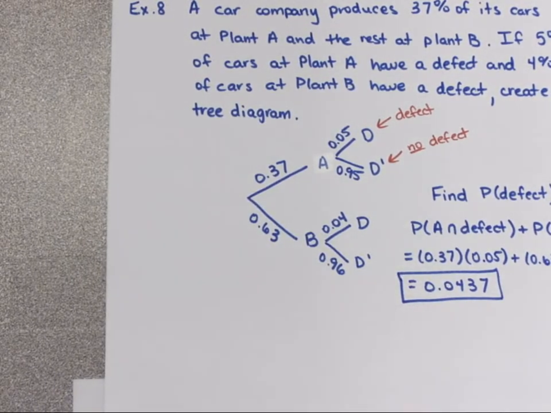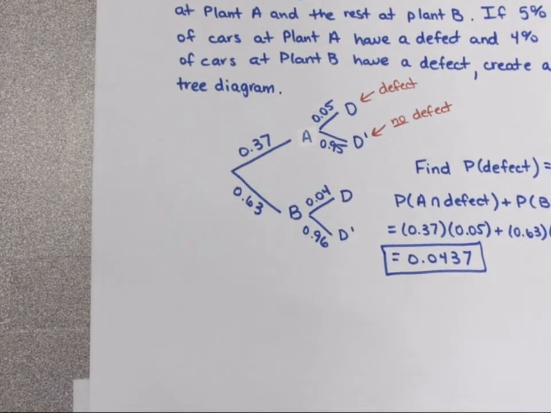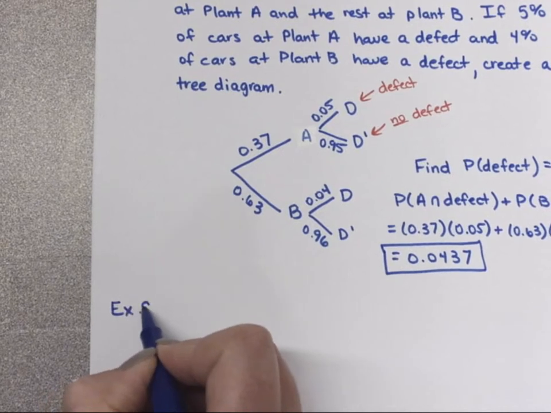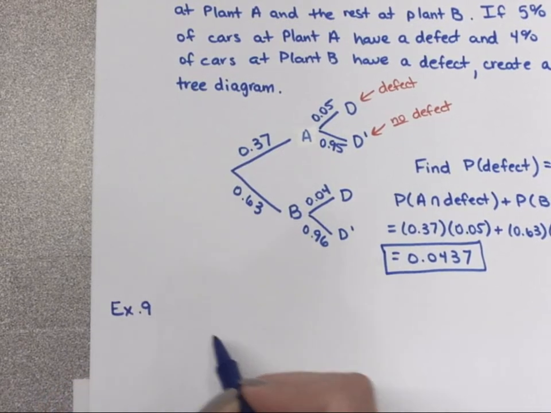Okay. Probably shouldn't surprise us that it was between 4 and 5, right? Because one plant has a defect percentage of 4%, one plant has a defect percentage of 5%, so when you mix them together, it's something in between. Okay, I'm not sure if we'll get to finish this problem today. If not, we're going to pick it back up on Friday.